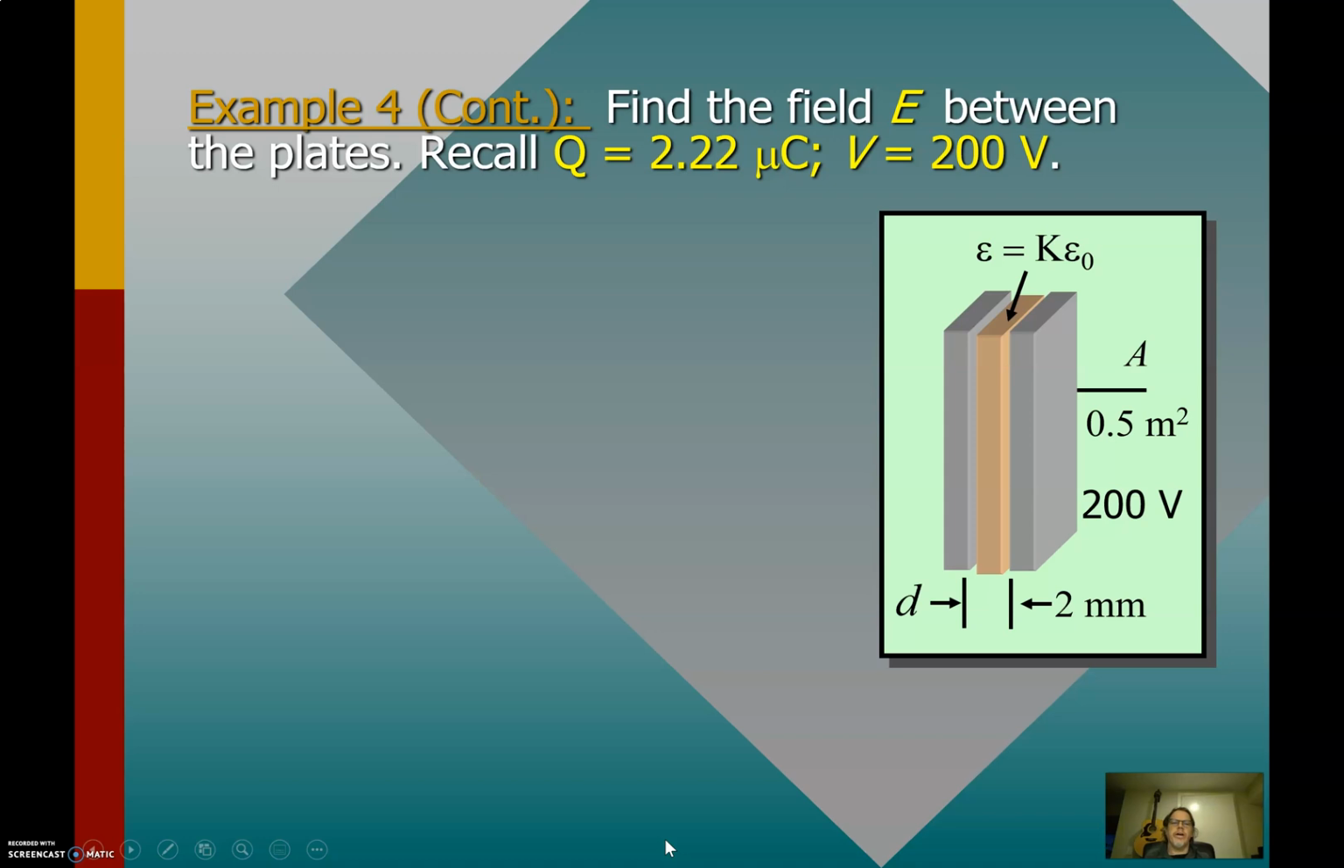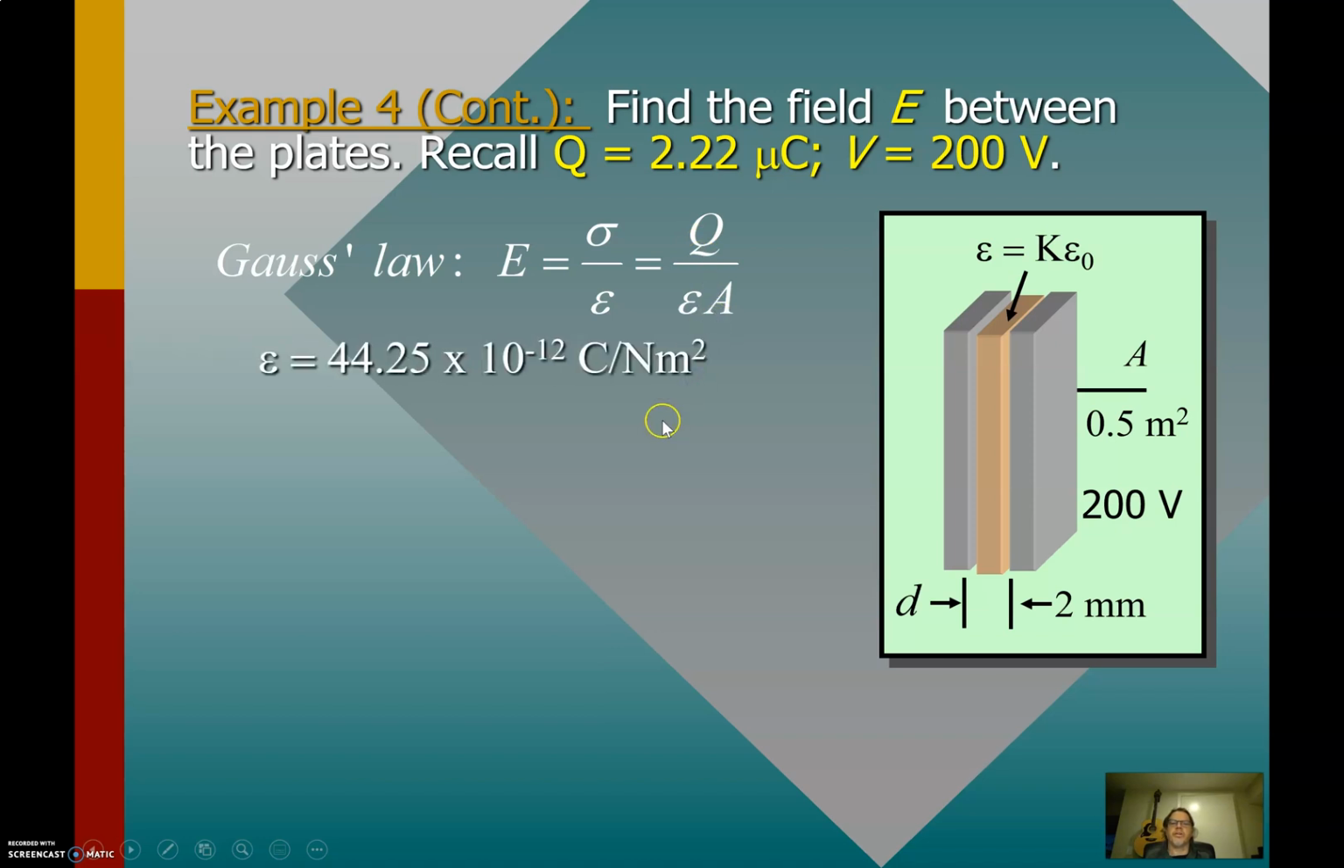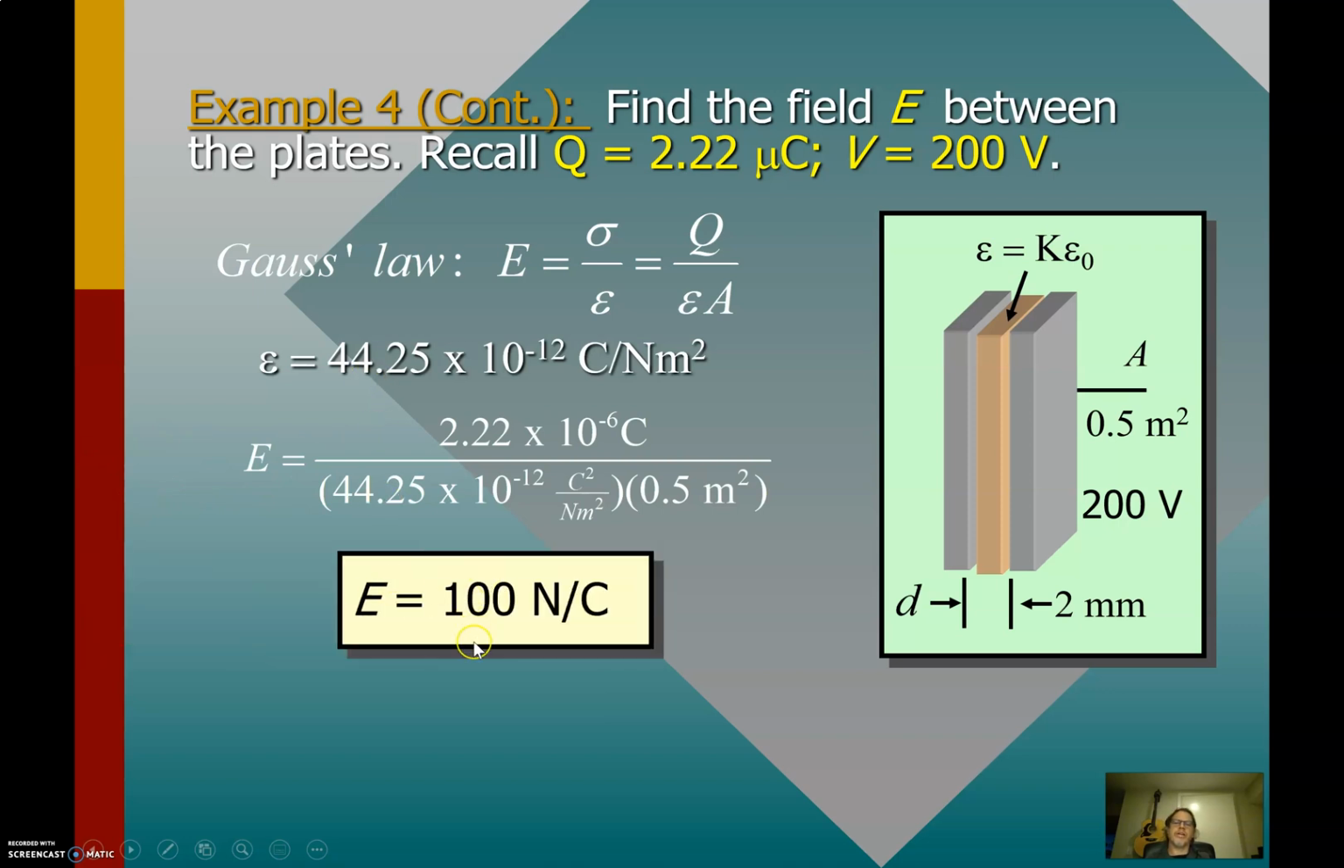Alrighty, so hey, another wonderful example. Find the field between the plates. Now we're looking for the field. Well, that tends to be a V over d thing. But in this case, we're going to go back and use Gauss's law. We know the charge, we know the area, and we know what the permittivity is. This is because you have the dielectric in there. So in this case, we could use that to find that the field is actually 100 newtons per coulomb in between there. Okay, that's one way to do that.